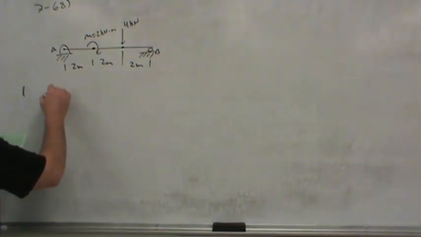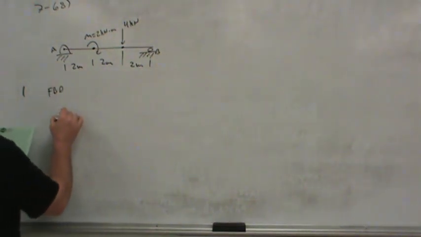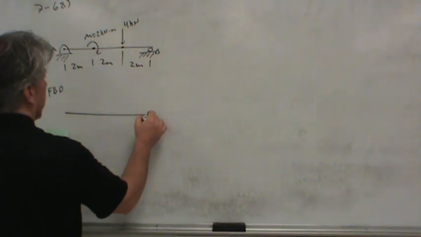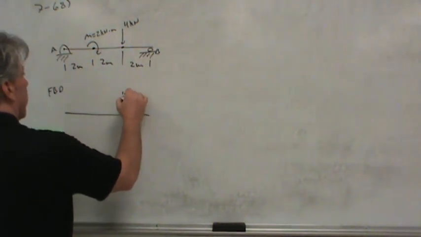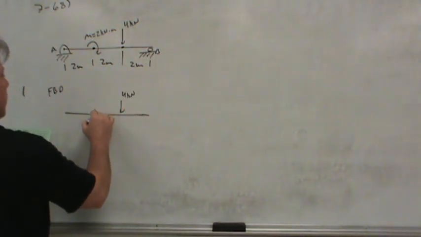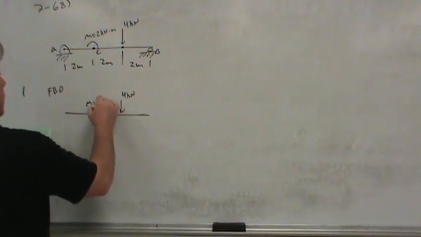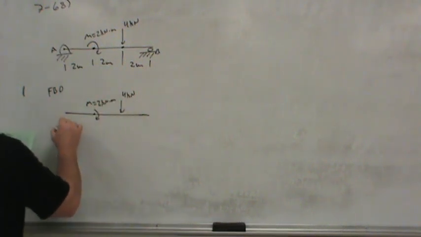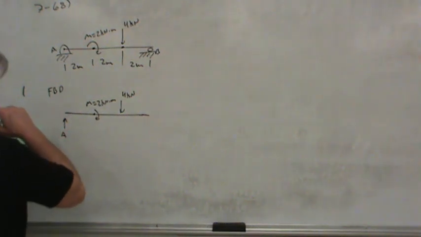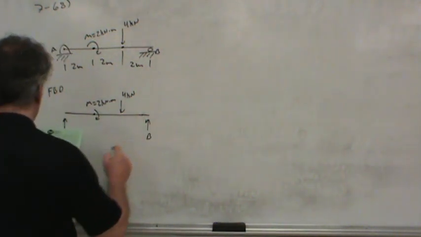If we make a free body diagram of this beam, obviously we've got the 2 externally applied loads, one being a moment, the other being a point load. But then there are also reactions at A and B.